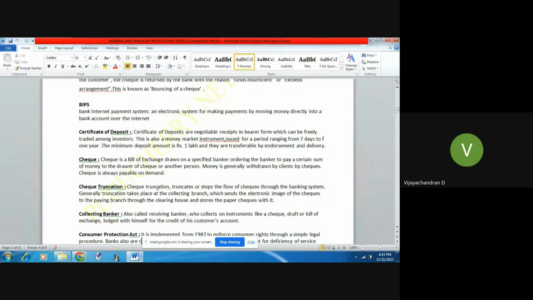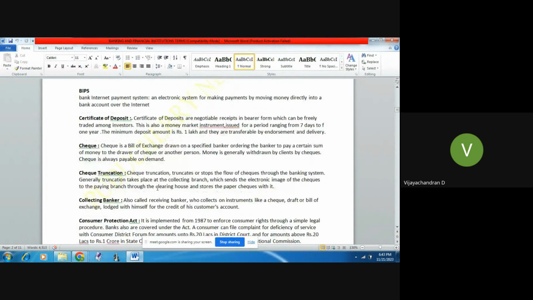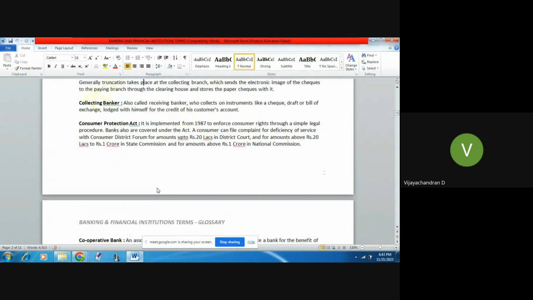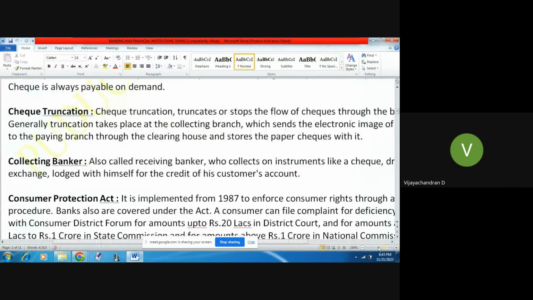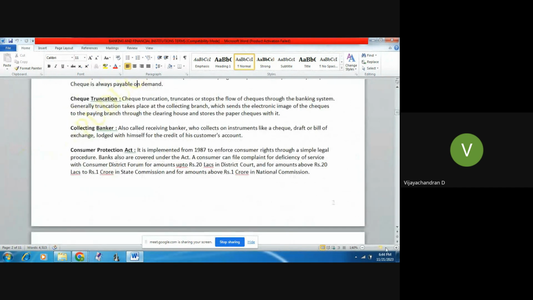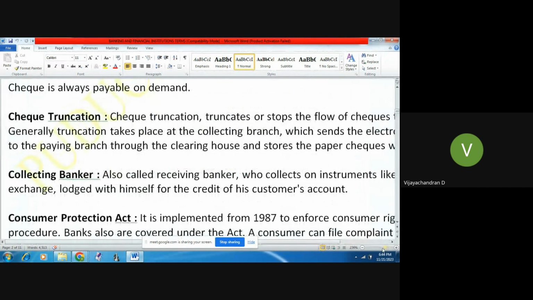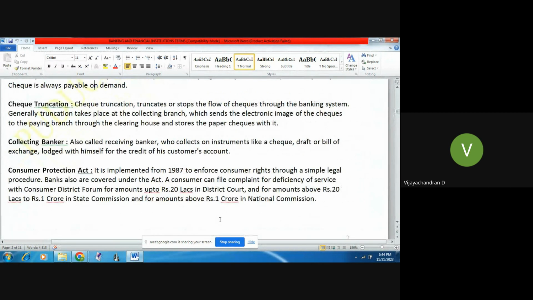Check, as you know, is a means by which you can withdraw the money. Check and check truncation. What is a check truncation? Next we are moving into check truncation. So what is a check truncation? Check truncation means after the issuing of the check, you can stop the check. That is a check truncation.